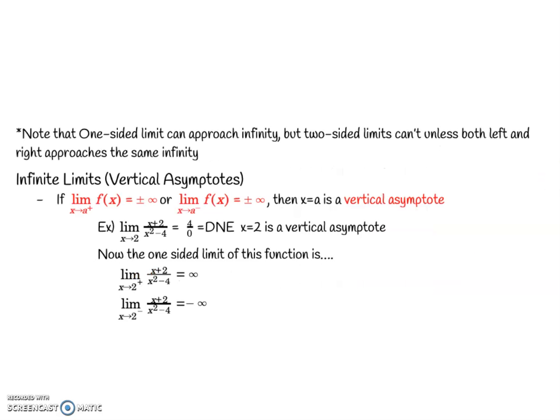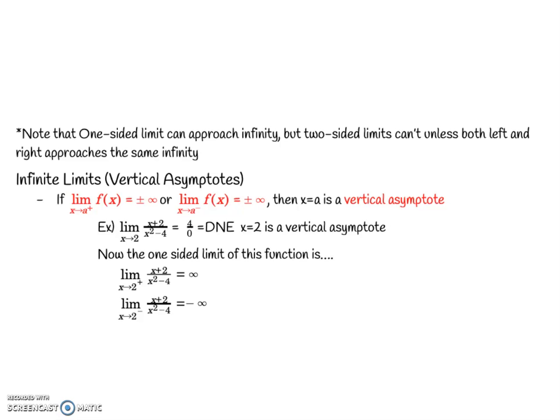Note that a one-sided limit can approach infinity, but two-sided limits can't unless both the left and right approaches go to the same infinity. Basically, this means that 99.99999% of the time, double-sided limits will not be an infinity. So there's another type of limit called infinite limits.